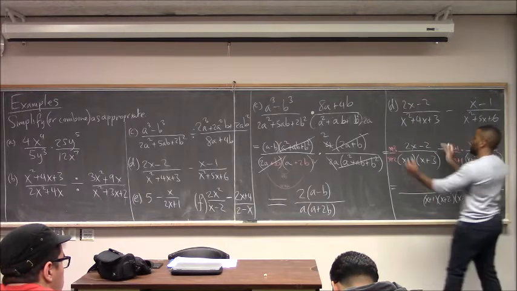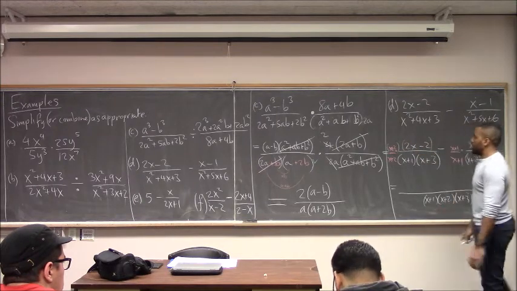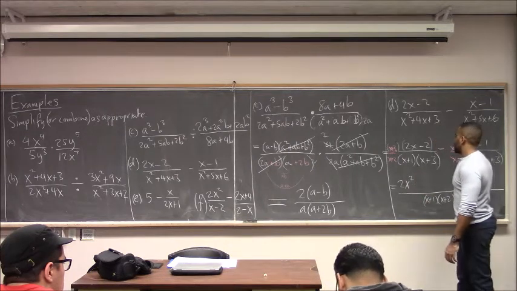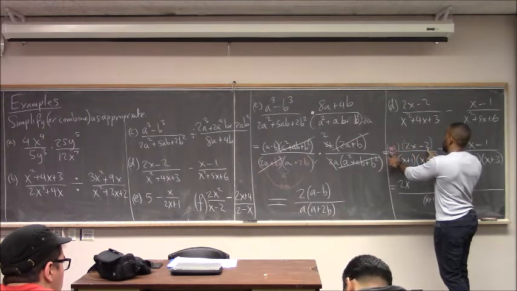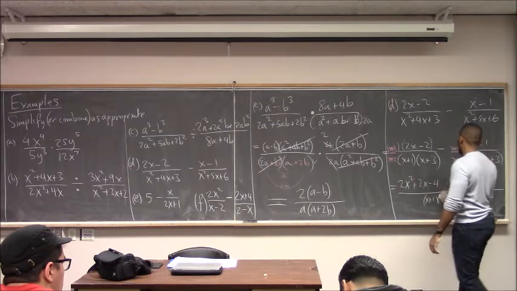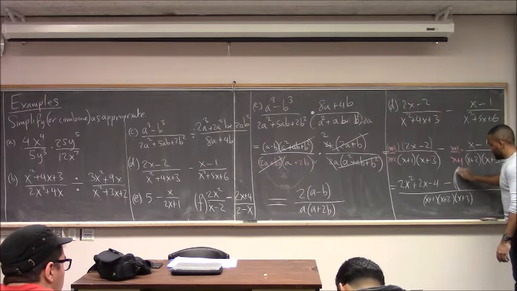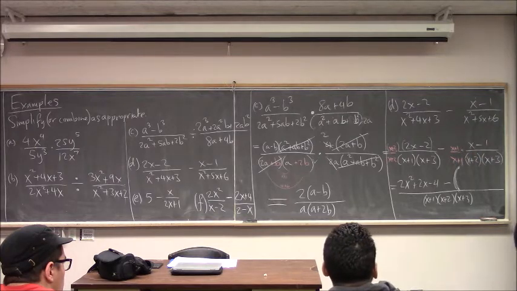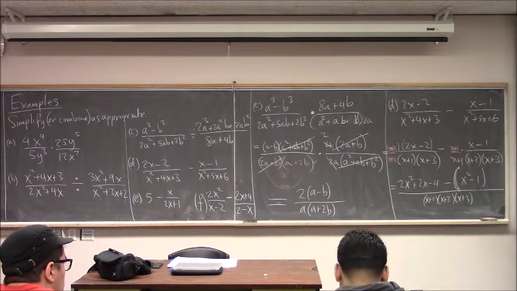In the top, you'd have to FOIL, you'd have to multiply out. So that's going to give us 2x squared, it's going to give us 4x minus 2x plus 2x, then minus 4, minus parentheses, very important here. What's x plus 1 times x minus 1? x squared minus 1, that's the difference of squares.